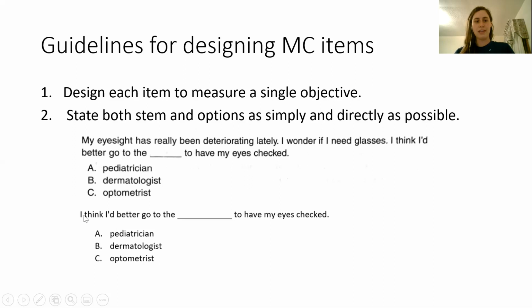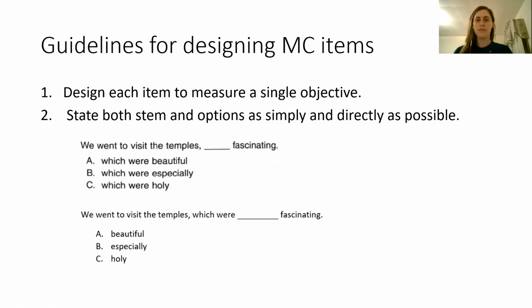It could simply say, "I think I'd better go to the blank to have my eyes checked," because in the stem, "have my eyes checked" is just enough context to let you know it's the optometrist. All this other stuff can just be confusing to the students and trip them up and increase their anxiety. So keep it simple. Also, we need to not make the question or the answers, the alternatives, redundant. In this case, they all say "which were," so you can just put that in the stem and then leave the blank for, in this case, especially.